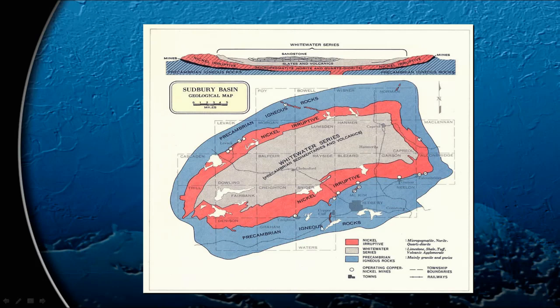Anyway, this is the patch of impact melt from the Sudbury impactor, which was 200 kilometers in diameter. And this is a cross section. So it's mainly the melt that you're seeing here, and it's only part of it. The rest has been eroded. So these are huge impacts.